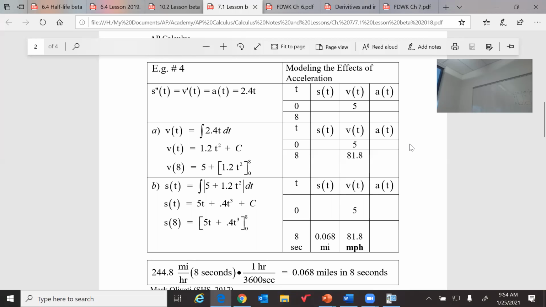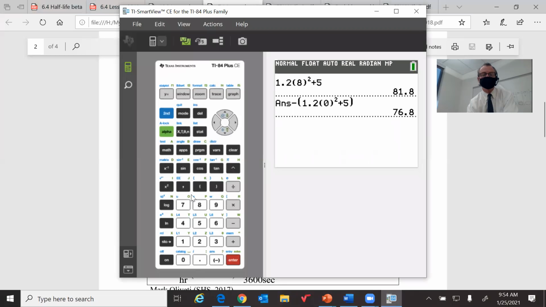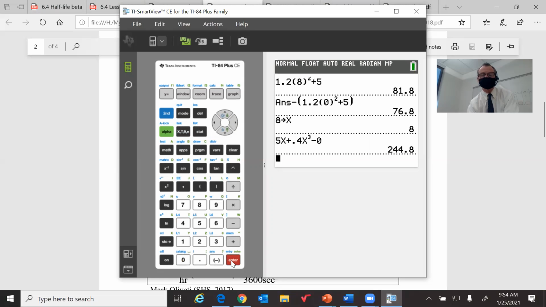So now what? This would give us, ready? 5t plus 4/10 t cubed, because the 0 is going to give us a 0. That gives us 244.8. Okay?